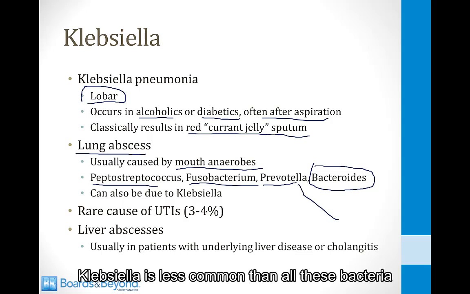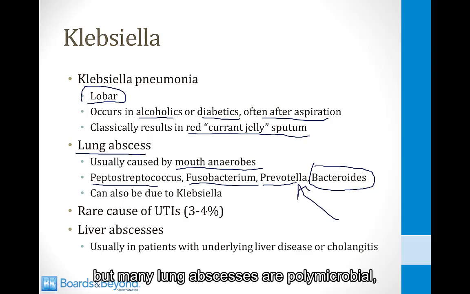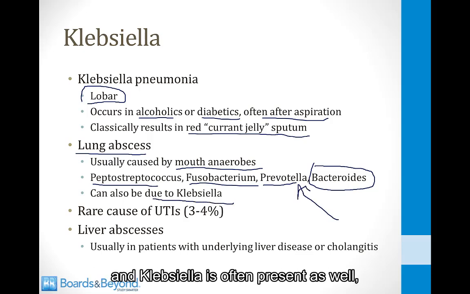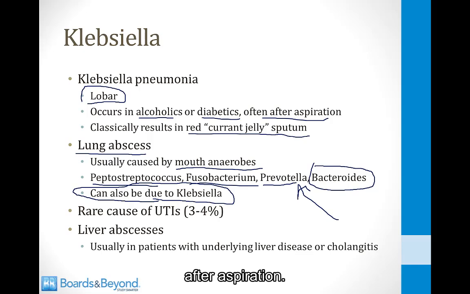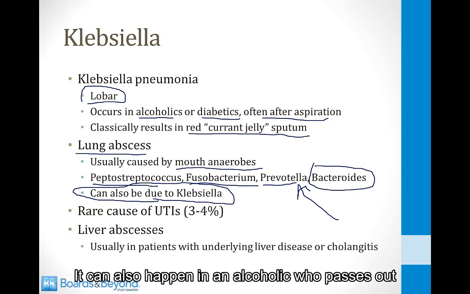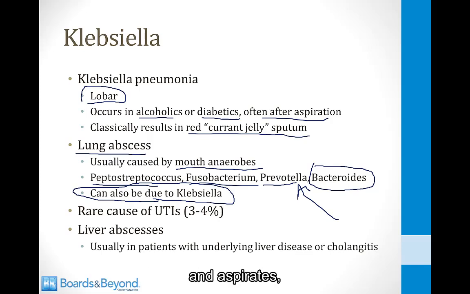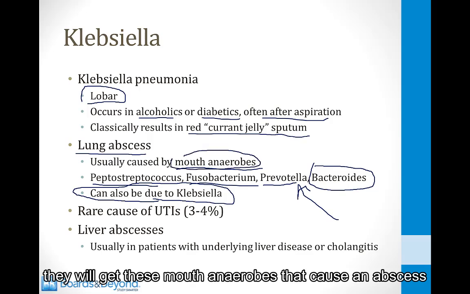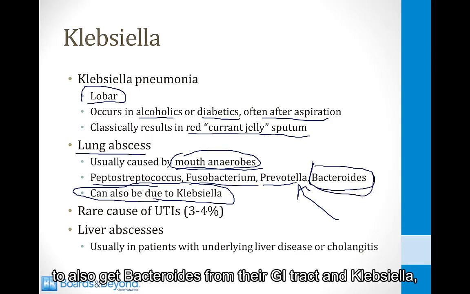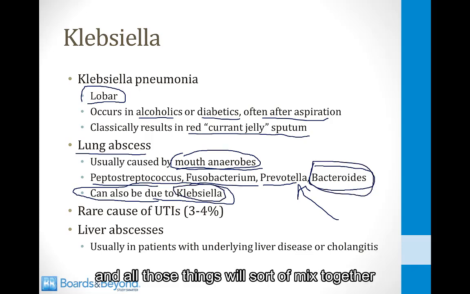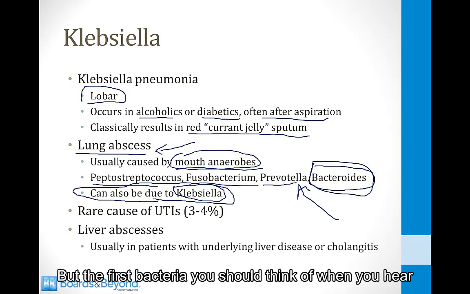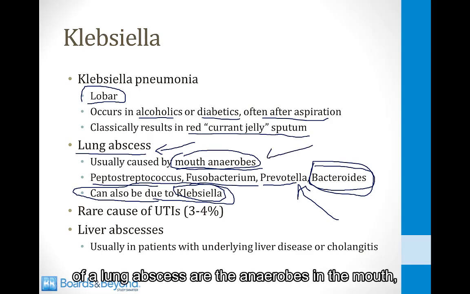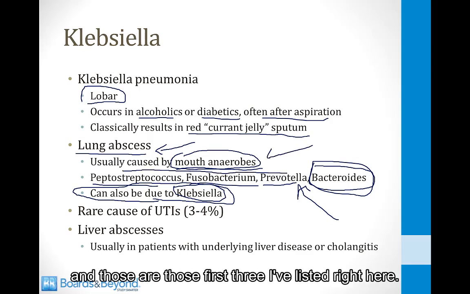Klebsiella is less common than all these bacteria, but many lung abscesses are polymicrobial, and Klebsiella is often present as well, especially because many people get lung abscesses after aspiration. It can also happen in an alcoholic who passes out and aspirates. They will get these mouth anaerobes that cause an abscess. They'll also get Bacteroides from their GI tract and Klebsiella, and all those things will sort of mix together to cause this polymicrobial abscess in the lungs. But the first bacteria you should think of when you hear of a lung abscess are the anaerobes in the mouth, and those are those first three I've listed right here.